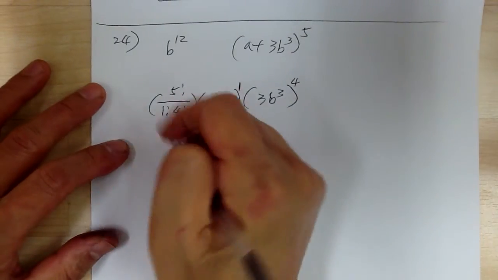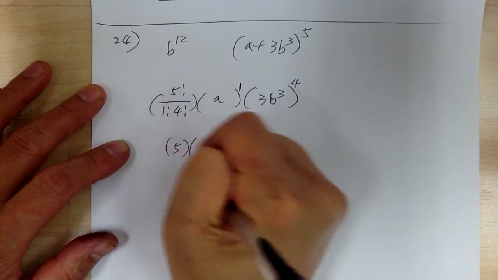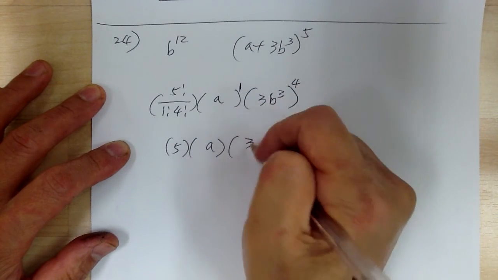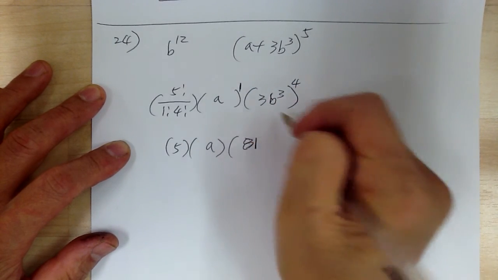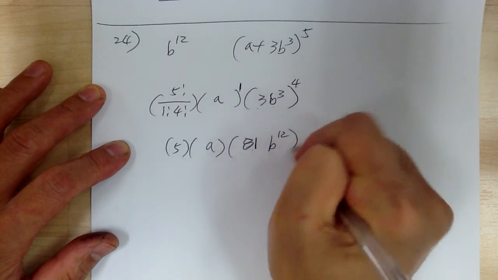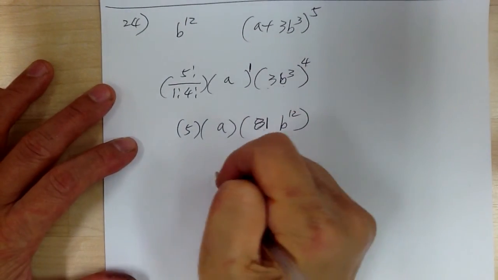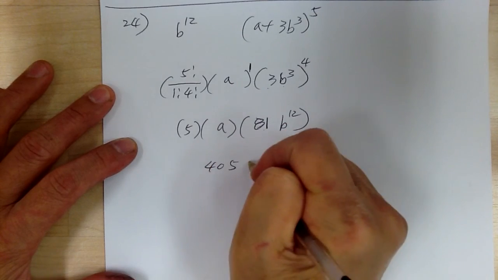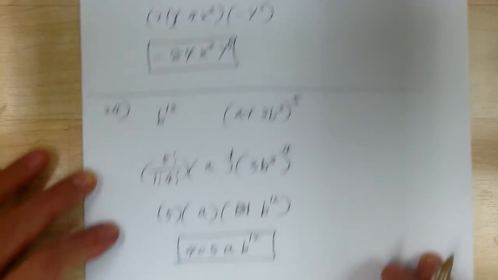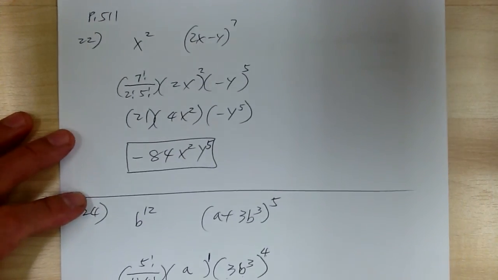So work out each parenthesis. This would be a 5, this would be a, this would be 3 to the 4th power, so it would be 81. Right? 3 to the 4th power is 81. And this would be b to the 12th power. So now you work it out, you get 405 a b to the 12. And that's it. Okay, so let's go and do some practice.